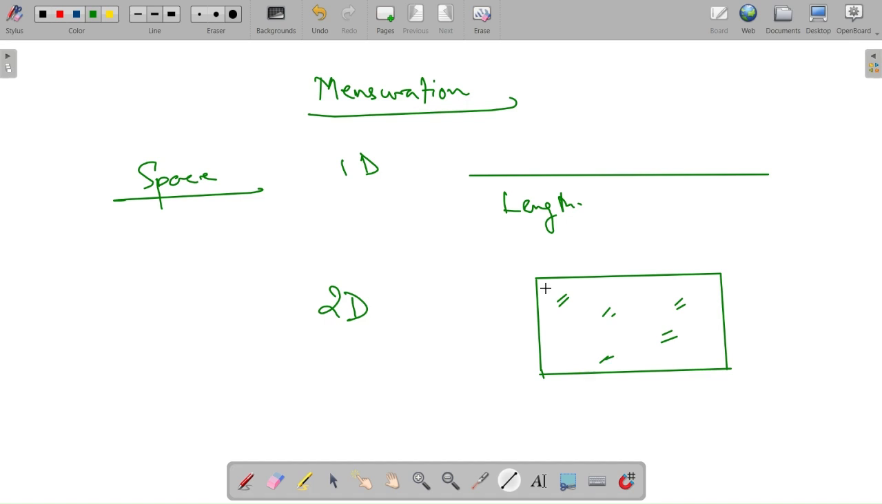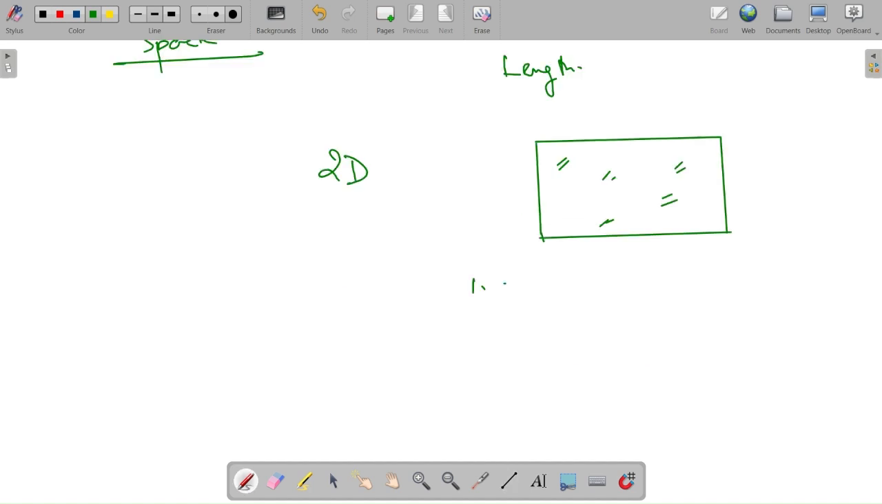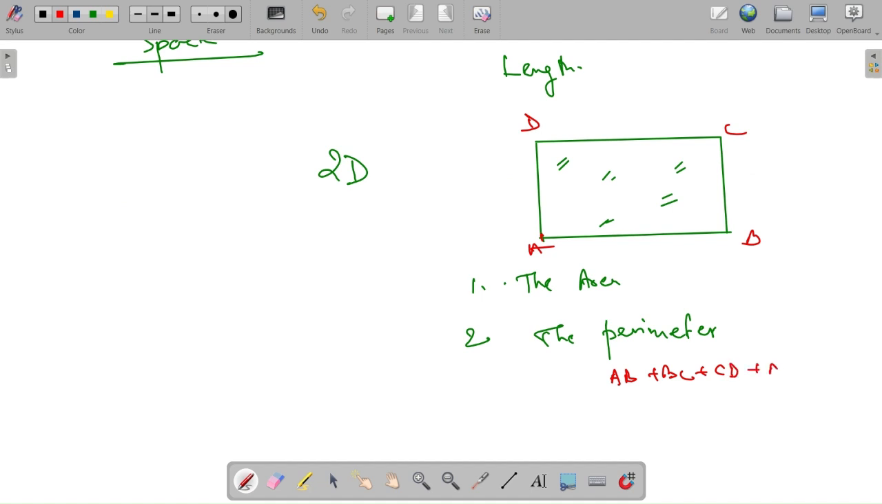Now this area has two components that we can measure. What? One, the area, of course. Two, we can also measure the perimeter. Perimeter, what? It is the length of the outer boundary. So this is say A, B, C, D. So perimeter will be length of AB plus BC plus CD plus DA. Now this is a very regular shape, so we can do it.